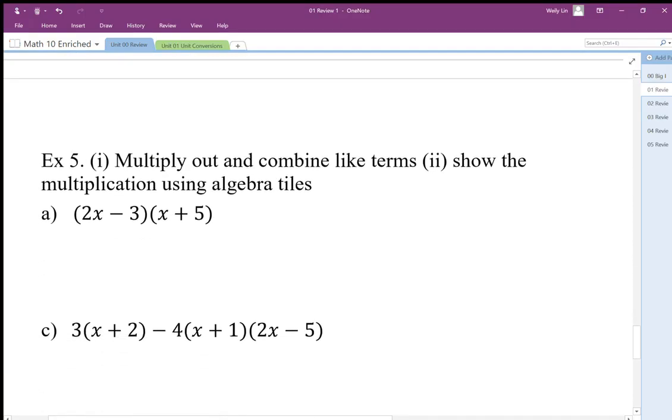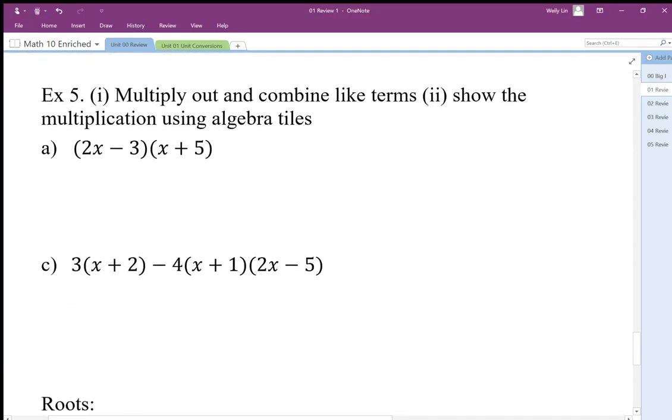Okay, so when we are doing some algebra, when we're combining multiplication with addition, we have to be careful because there's a distribution that needs to be involved. And if we're ever stuck, we always use our area model. Okay, so we can show, well, we're going to have to show algebra tiles anyway, so let's show the algebra tiles first. So we have 2x minus 3, and then we have 1x plus 5.